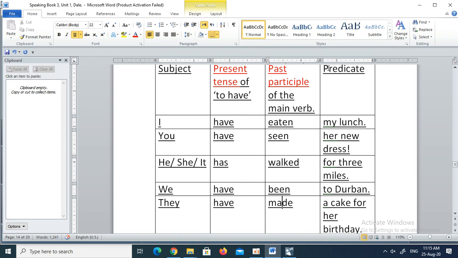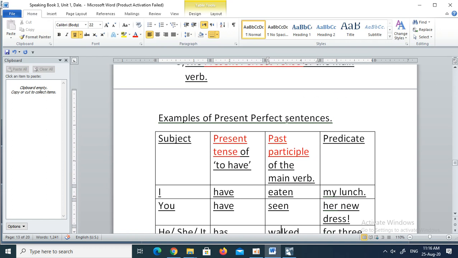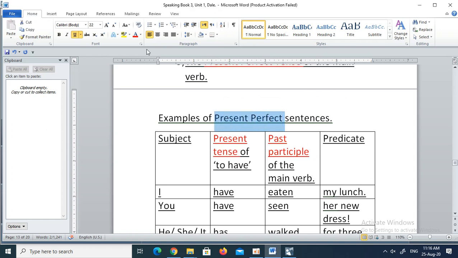All right, so this is how we use that verb to have as an auxiliary verb. Remember, he, she, or it will take the has form. All the others will take the have form. And then the main verb will go into the past participle form. And when we have done that, that construction is the present perfect tense. Okay.